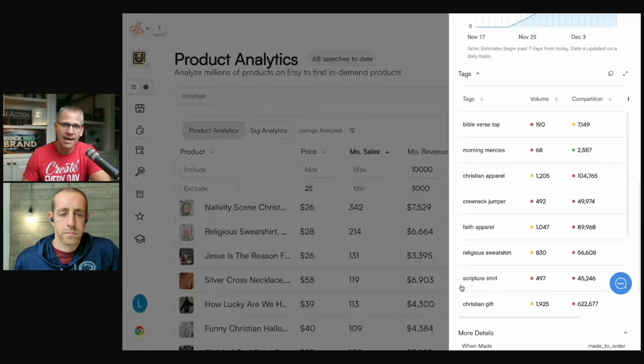Etsy does say that tags matter. It matters for SEO and it matters for your Etsy ads, because they literally tell you in there that if you're not using certain tags, they're going to recommend some tags for you. So they clearly work.